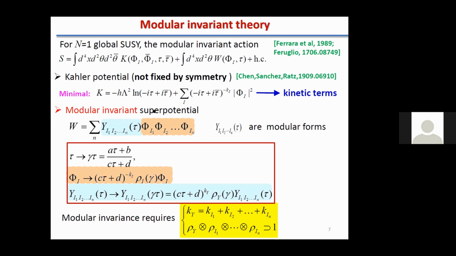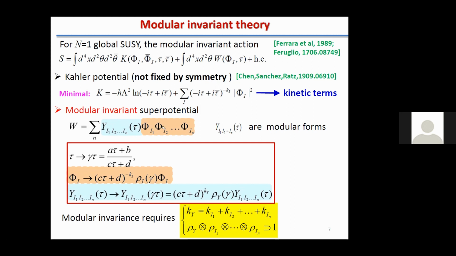And the Yukawa terms for the mass are described by the superpotential. It has to be modular invariant. It is a polynomial of the chiral superfields phi I, I1, I2, I3. The label is a collection of the quantum numbers. It can be the left-handed lepton fields or right-handed lepton fields, and it can also include Higgs. But we have to include another part. It is a modular form. It is a function of tau.